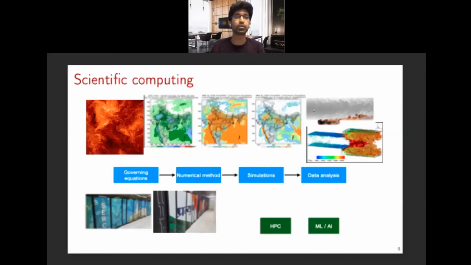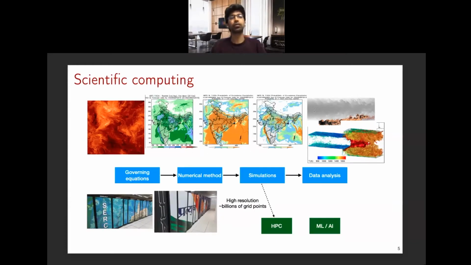And with these two new technologies, HPC and machine learning and AI, how do these augment or accelerate the simulation workflow is what I'm going to present next. With HPC, we are now able to perform simulations at a really large number of grid points. Currently the state-of-the-art simulations are being performed on billions of grid points.